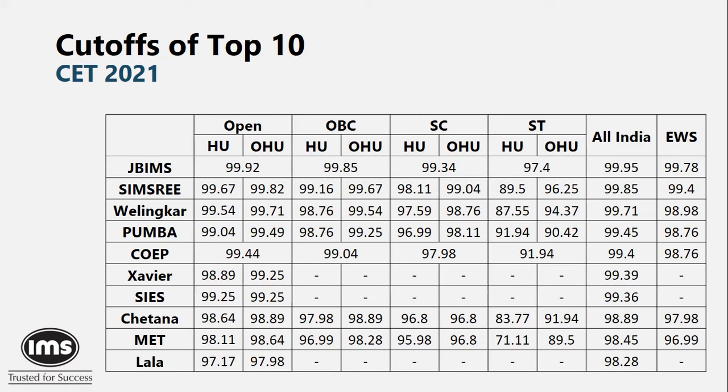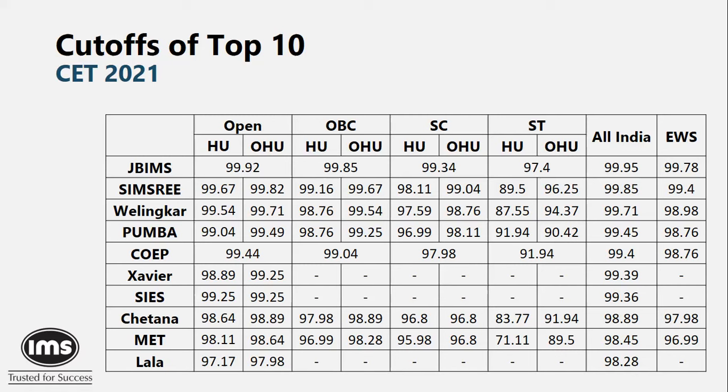For CAP round 2, JBIMS ended at 99.92, and I think the cutoff for round 1 was 99.95, somewhere around that. So if you're somebody who has got, let's say, a 99.96 or a 99.97 and so on, you are a sure shot inside JBIMS. That is the way we can look at it.